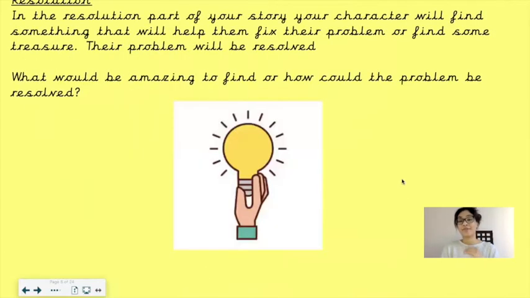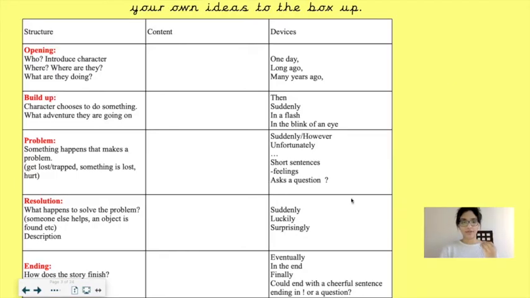Then we have the resolution. So in the resolution part of your story, your character will find something that will help them fix their problem or find some treasure. Their problem will be resolved. Now, what would be amazing to find, or how could the problem be resolved? That is this part of your box up. It is the fourth box in your box up.